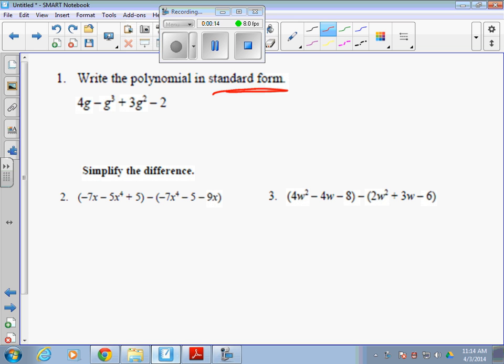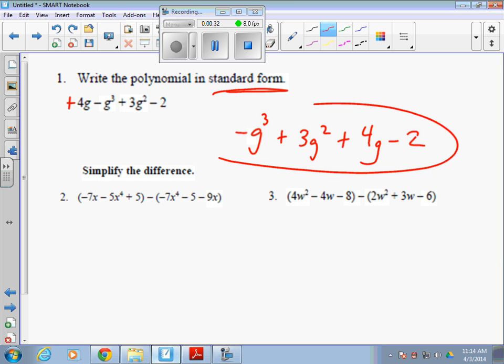So the largest degree is the third power. So negative g to the third power is first. The next one is g to the second power, so plus 3g to the second power. The next one is positive 4g. It doesn't have the plus in front of it, but you know it's positive. So plus 4g. And then the last one is negative 2 with no g.